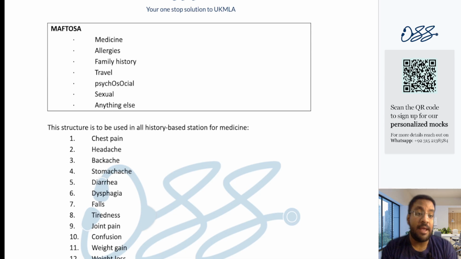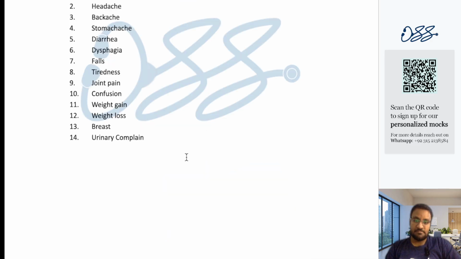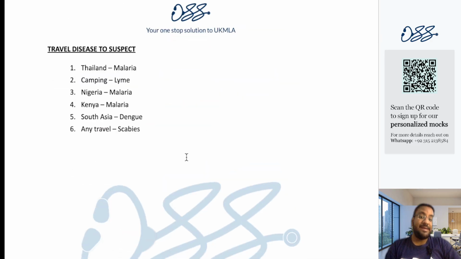Okay, now why I ask about the travel is very, very important, not just in the case of pulmonary embolism, but there are a few diseases that you have to suspect if the patient has traveled somewhere. Let's suppose that the patient has traveled to Thailand recently. You're going to suspect malaria. If the patient says, yeah, doctor, I went on a camping trip recently, you can think about Lyme disease. Nigeria and Kenya have very common cases of malaria. It's very common in those regions.